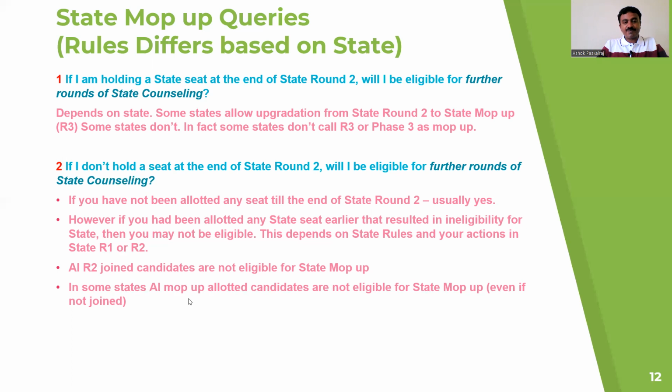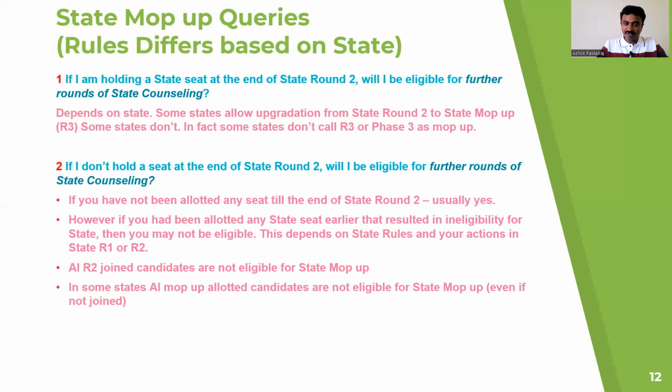In some states, All India mop-up allotted candidates are also not eligible for state mop-up. The reason we are emphasizing this is that just because you don't hold a seat at the end of state round 2, don't consider yourself eligible for state mop-up. It may be a case where you did not hold a seat, but you were allotted a seat in All India mop-up and did not join, but still you become ineligible just because you were allotted in the All India mop-up. So don't miss an opportunity in state mop-up by filling in choices that you do not wish to join in All India mop-up or any of the previous rounds.